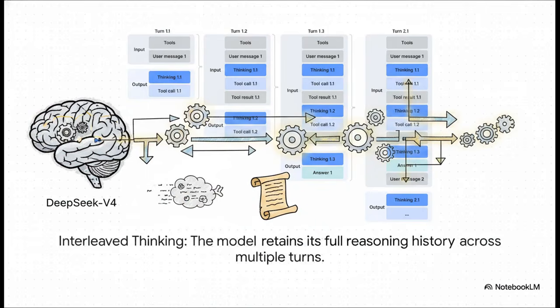This diagram shows you exactly how it works. See, unlike older models that basically get amnesia with every new message you send, DeepSeek V4 holds on to its entire chain of thought. It's creating a persistent, cumulative memory, which lets it handle really complex, multi-step tasks without forgetting its own logic or what it did 5 minutes ago.